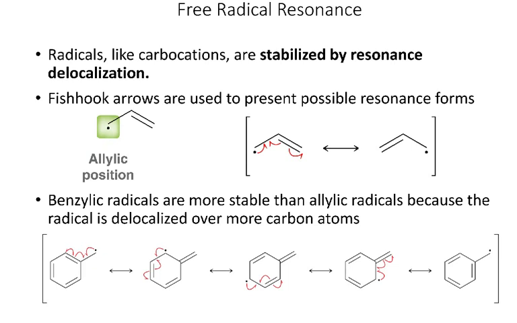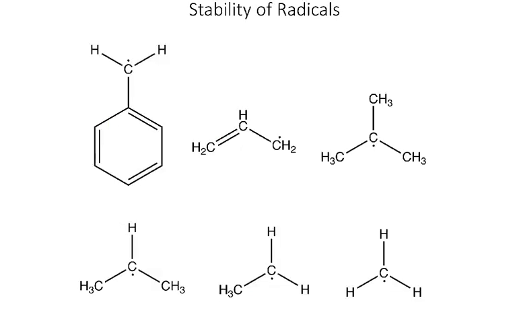And so allylic radicals are particularly stable, and benzylic radicals, where I have the radical one carbon off of the benzene ring, because I can draw lots of different resonance structures and spread out that unpaired electron throughout the entire benzene ring. That makes benzylic radicals even more stable than allylic radicals. It's just putting all of this together in terms of stability. So benzylic radicals are the most stable, then allylic, then tertiary, then secondary, then primary, then methyl. So most stable, least stable.